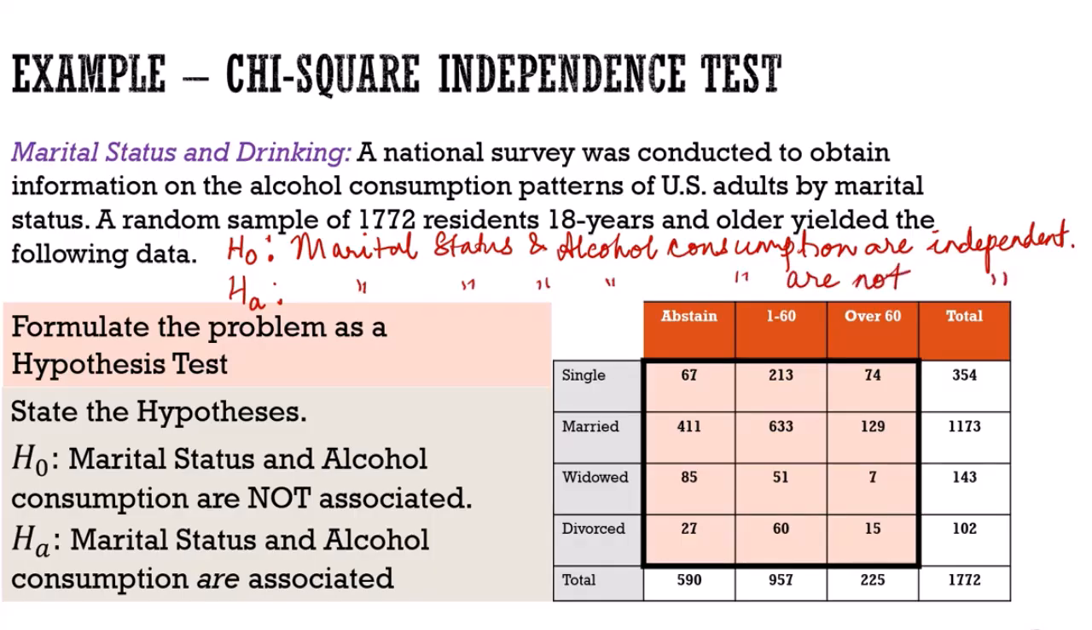But if you're using the word association, then independent means they are not associated, they are not linked in any way. So make sure you add the word not if you're using the term associated. For the alternate hypothesis, it will state marital status and alcohol consumption are associated. Now, this was the first step. Stating the hypothesis is the first step in any hypothesis test procedure.